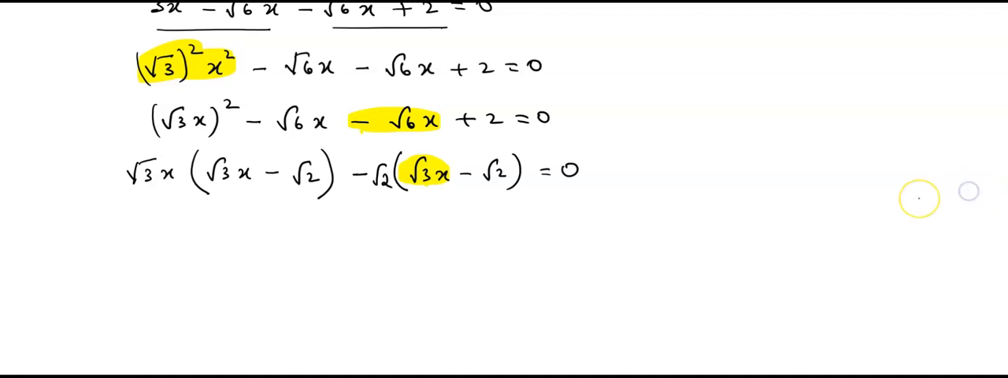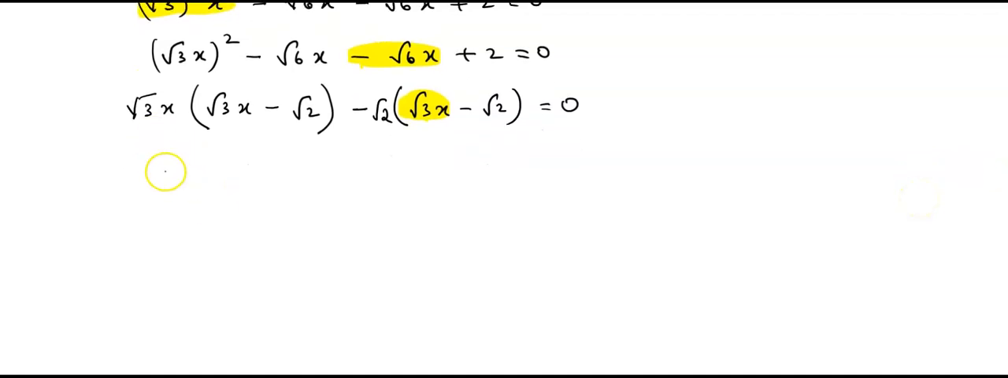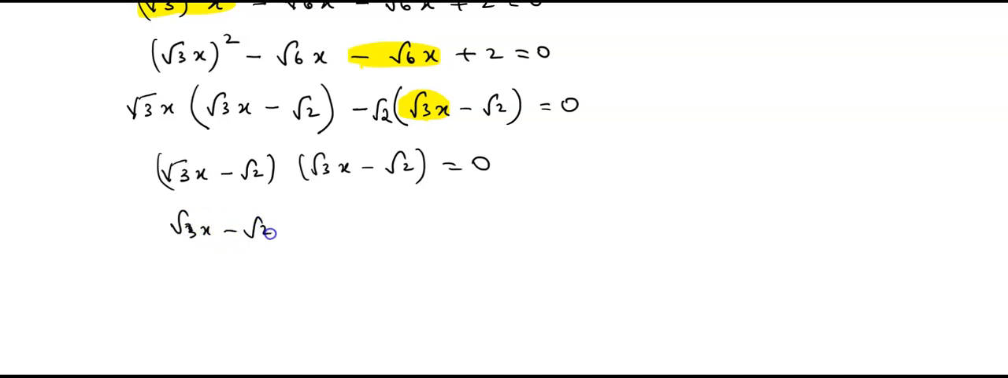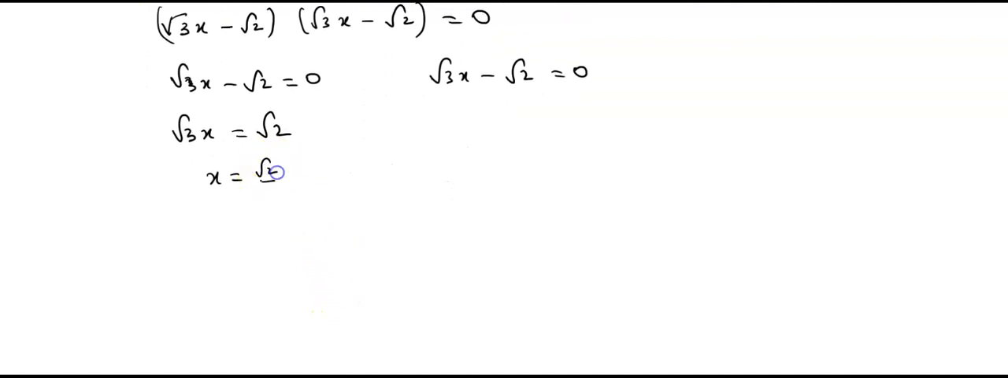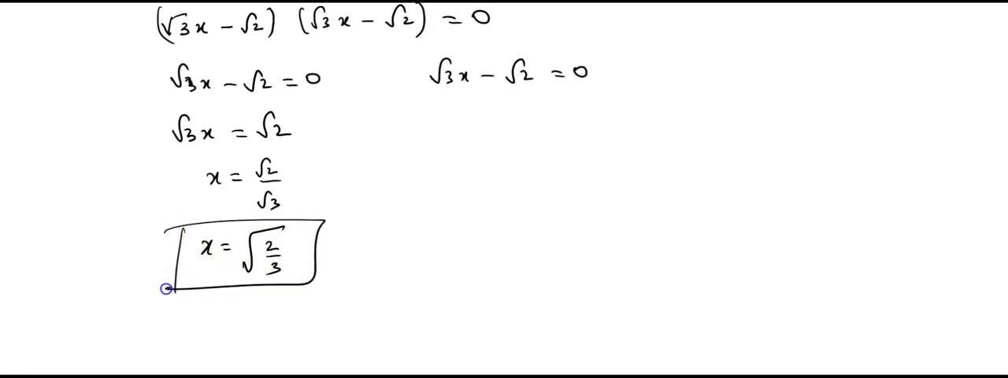Then what we need to do, it's a working which I have shown here for you all. Done. Now what we can do here, you can take the outside term, that is root 3x, here the outside term is minus root 2. Now inside what is common, that is root 3x minus root 2, that is equal to 0. Now we can see here root 3x minus root 2 is equal to 0. Here also we have the same factor, that is root 3x minus root 2 is equal to 0. Now root 3x is equal to root 2, so x is equal to root 2 by root 3. If you want, you can write x equals whole root of 2 by 3.